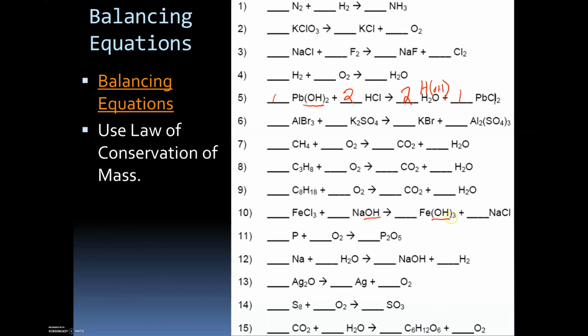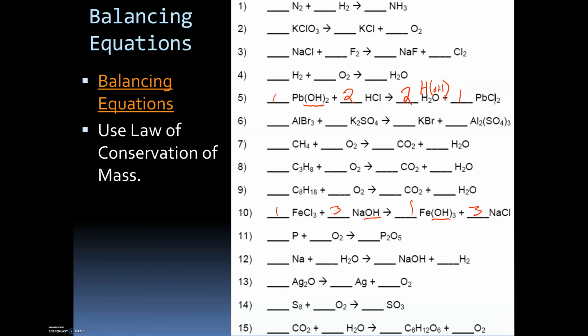So if you look at that, when you have 3 OHs on the right, you have 1 OH on the left, put a 3 in front of the NaOH, that balances out the hydroxides. Now that also changes the sodiums to 3, so I'd put a 3 over here. And so now it gives you 3 Na's and 3 Cl's. If I look at the left side, I've got 1 Fe, which is balanced, and your Cl's are now 3, so that balances the equation out. So 1, 3, 1, 3.